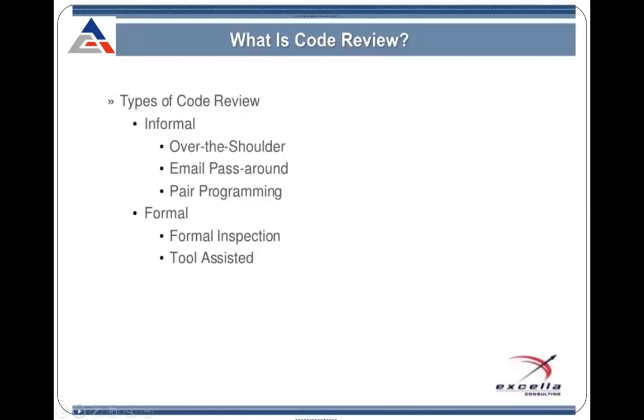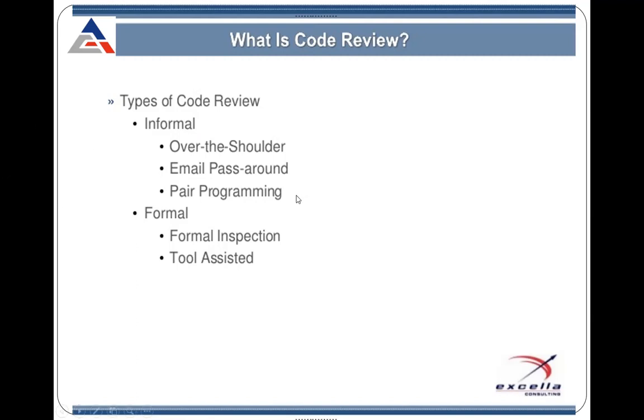Then code review. When your code becomes ready in the constructing phase, there is a code review technique which includes two types. One is informal, the other is formal. Informal includes over the shoulder, email pass around, pair programming, and formal includes formal inspection and tool assisted. Over the shoulder means a casual go through of your code by any person from your team to find out the error. In email pass around, you send your code via email for code review.